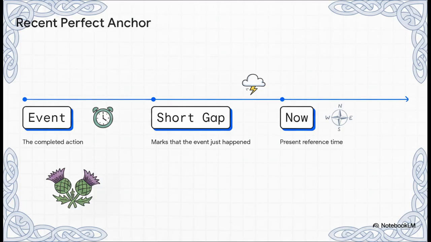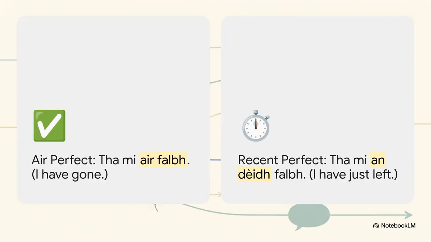Structurally, it does the exact same job of setting a reference time, but it specifically marks that a short gap exists between the event and our reference point. This is exactly where we capture the idea of something having just happened. Comparing these sentences side by side really highlights the difference between a broadly completed action and a recently completed one.